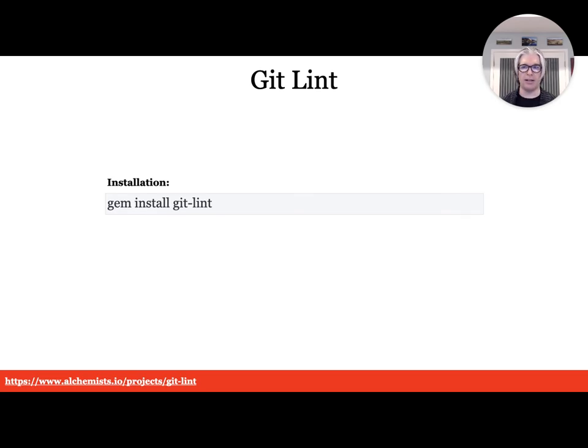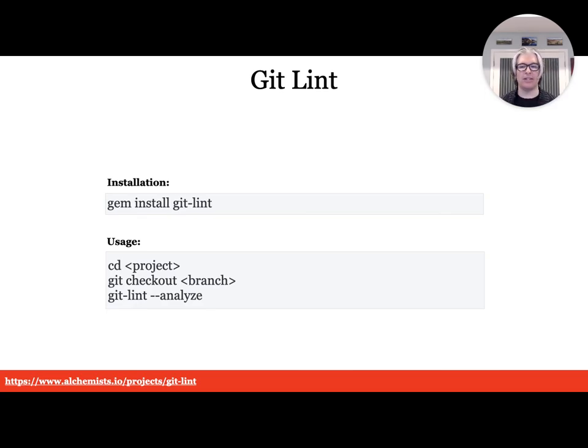But to install it, it's very simple. Just do a gem install. You can check out your project, switch to your feature branch, and then you can analyze it. And by default, Git Lint will analyze a feature branch. It won't do anything on your master branch because once the code is on your master branch, you can't really rebase that, or you wouldn't want to anyway. Your team would be very upset with you if you did. But you can analyze it that way, and that'll tell you whether your Git commits are of sound quality.